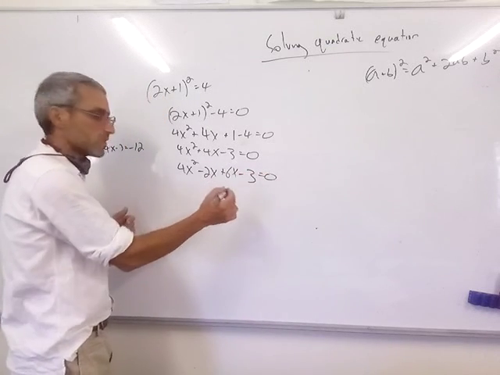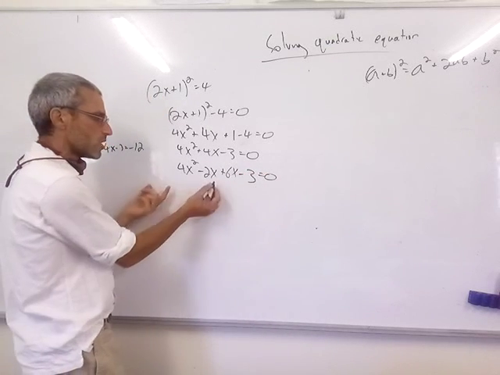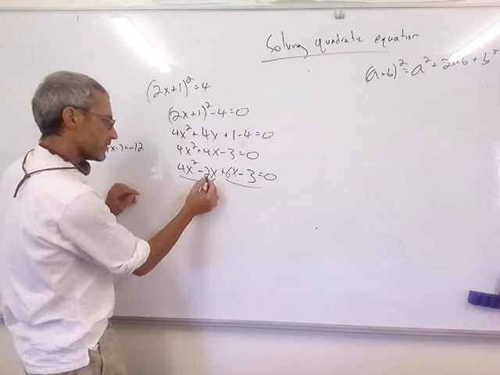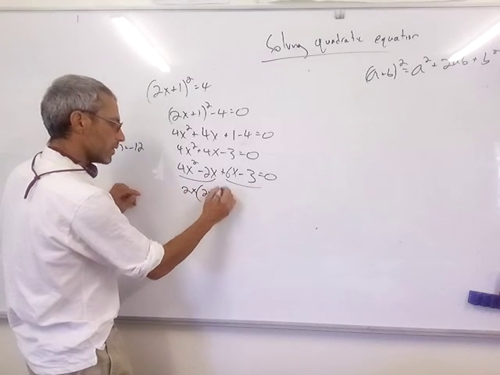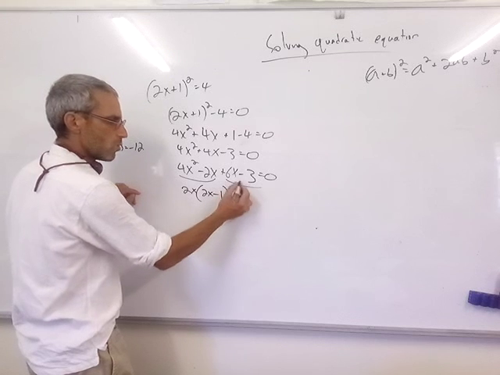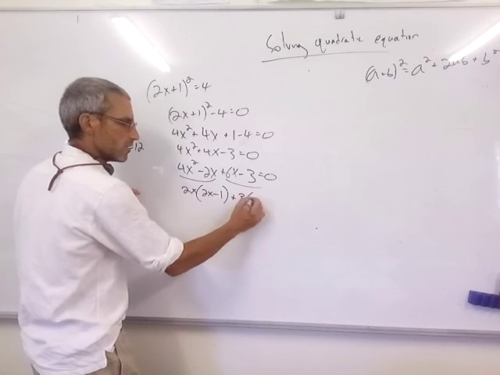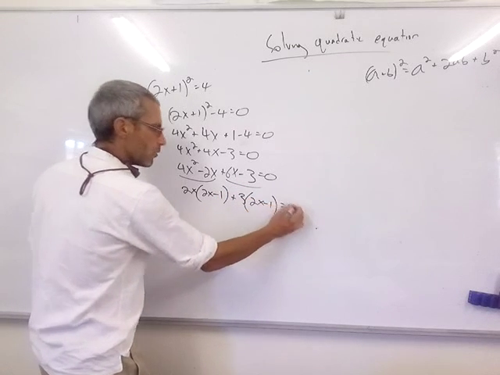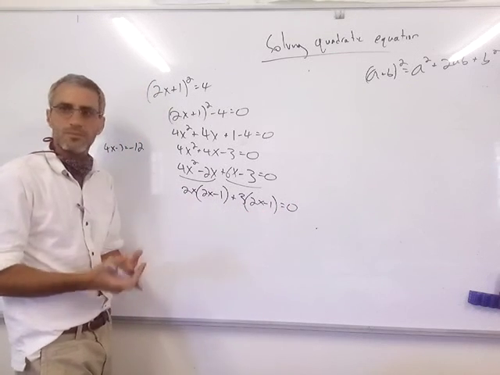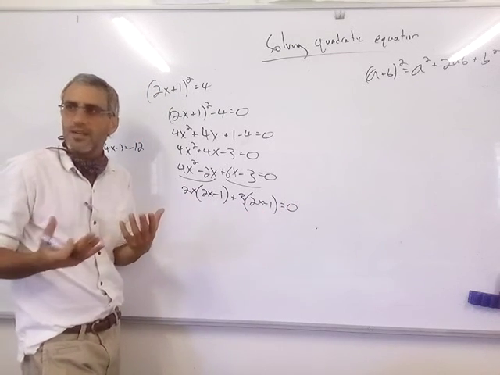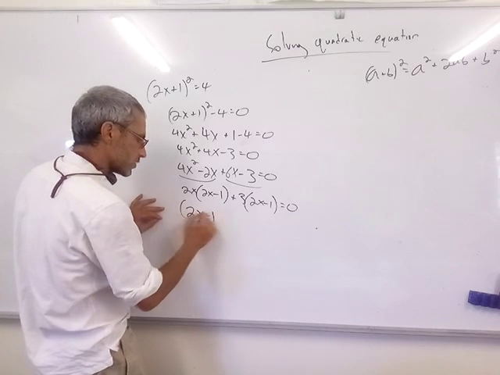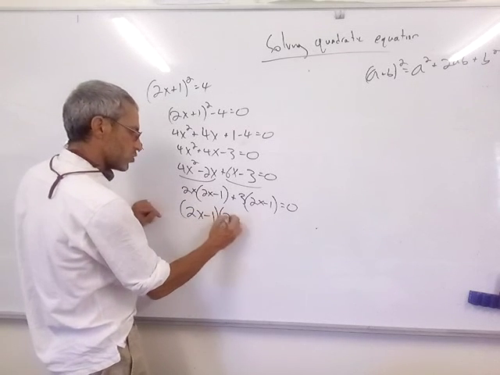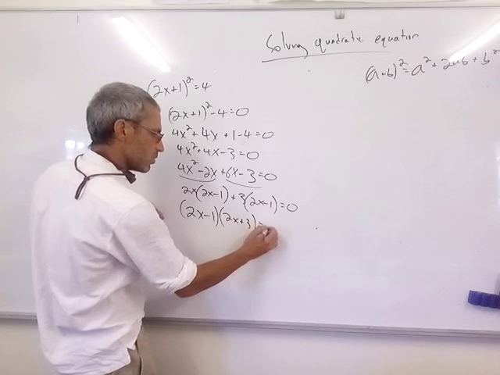Don't forget the 0. That was the hard bit. Now comes the easy bit. What do we do? Grouping. So I'm going to have 2x here. So it will be 2x minus 1 plus, what will be on this side? 3, minus 2x minus 1. And remember, these brackets must always come to be the same, otherwise we've done something wrong. So 2x minus 1 is the factor, and I have 2x plus 3 equals 0.